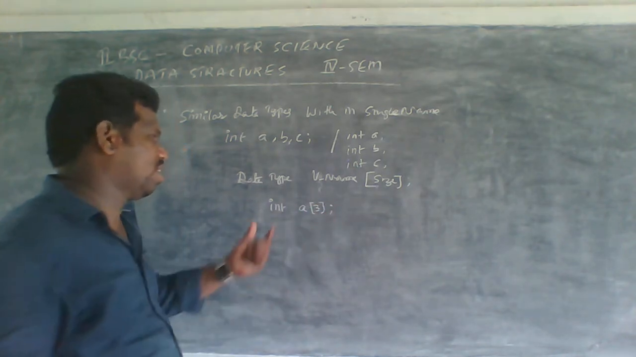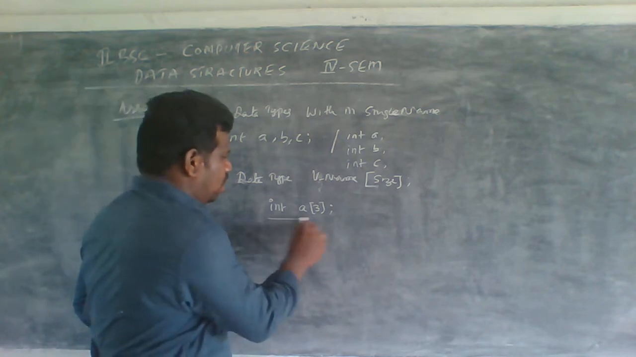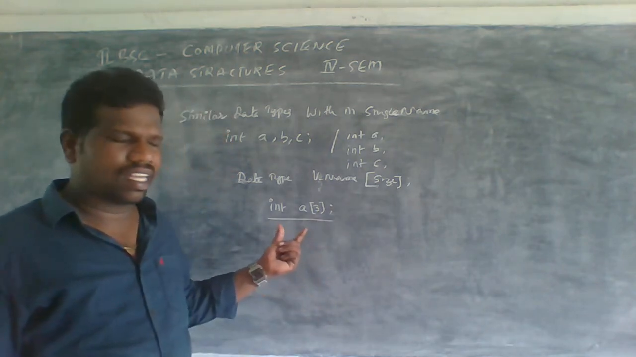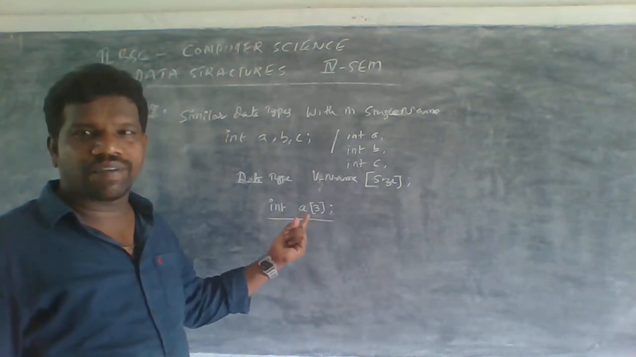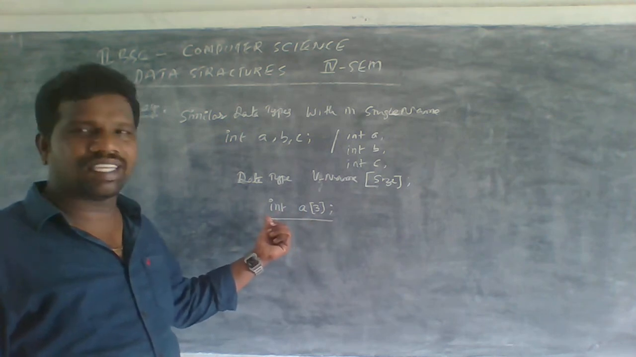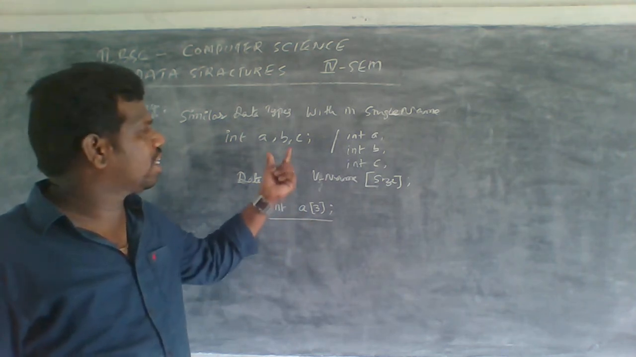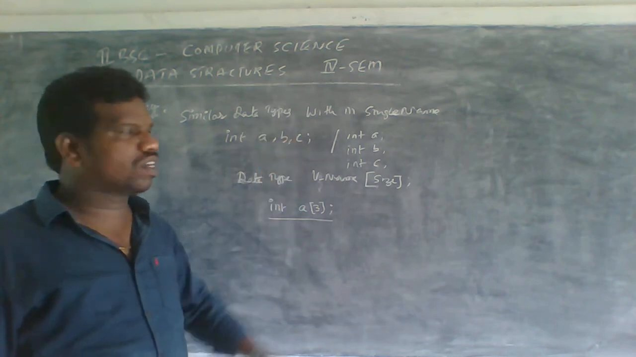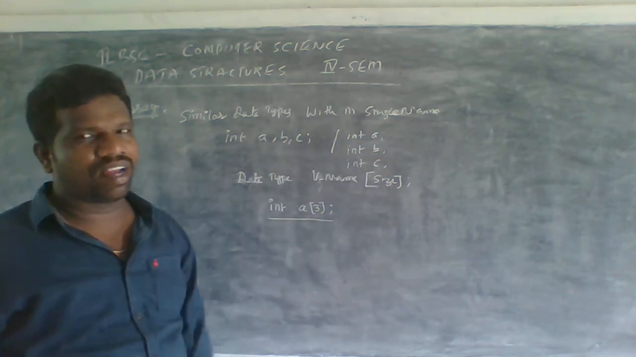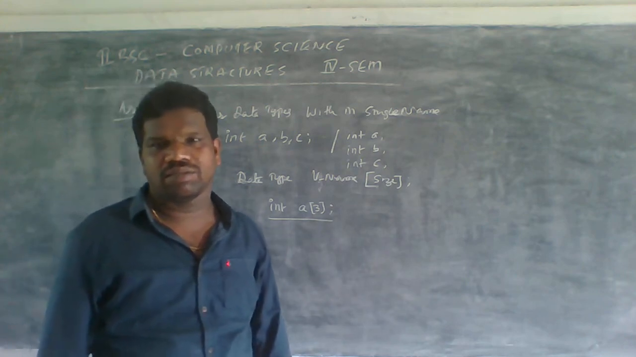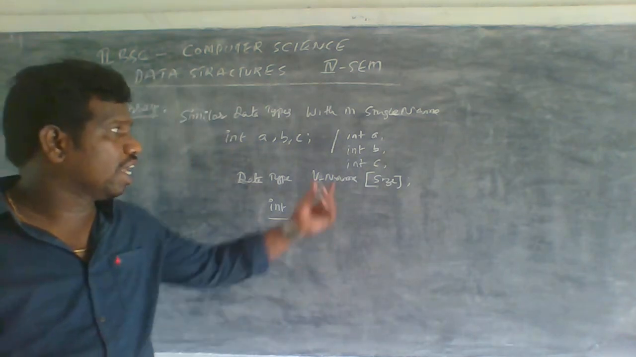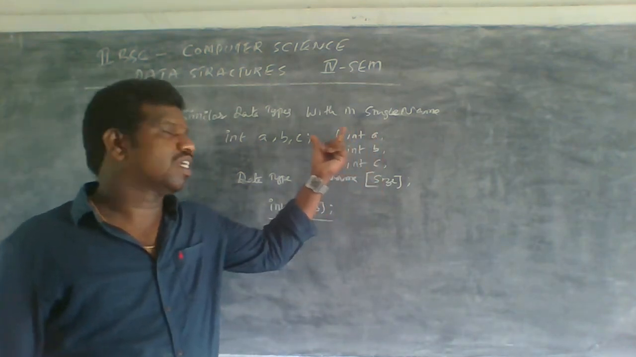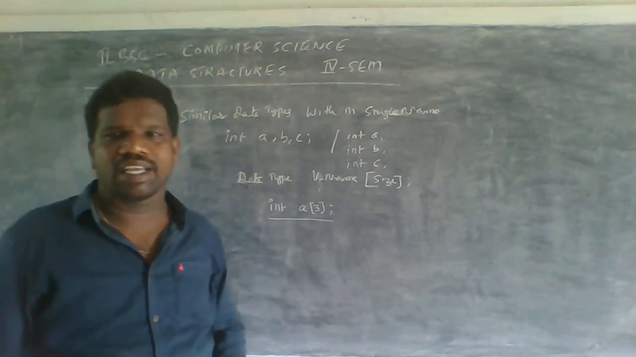Okay, so here we can declare three integer values. If I use a separate variable for each of the three values, declaring them on different lines, the memory usage increases.